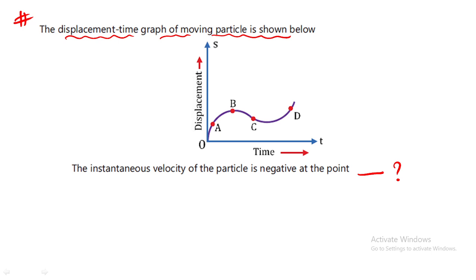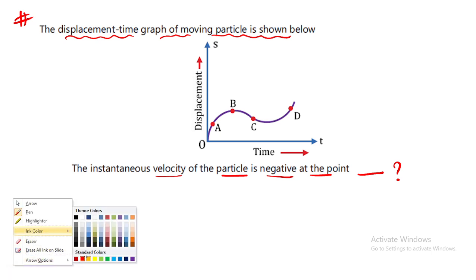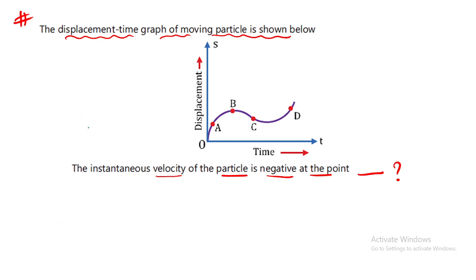We need to find at which point the instantaneous velocity of the particle is negative. Which point? Tell me. C point, are you sure? Now A to B it is completely increasing like this. But when it comes to C point, it's going downside, and again it is increasing. So at C point it is possible that the instantaneous velocity value will be negative.